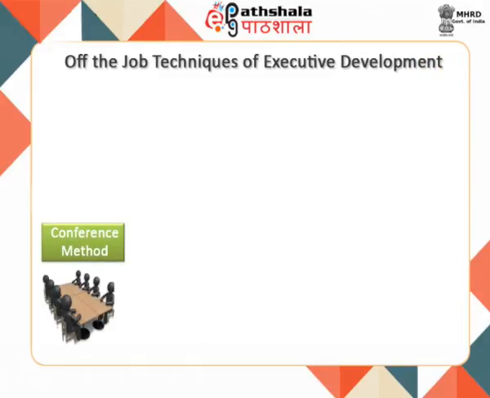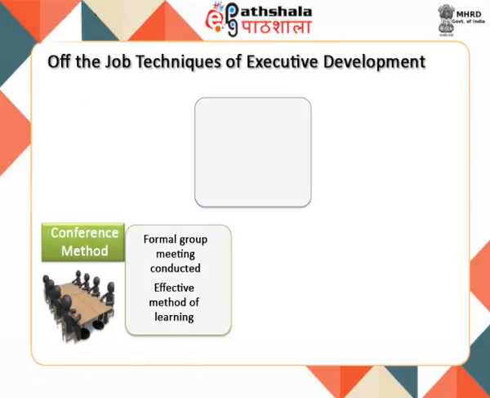Conference method. It is a formal group meeting conducted with an organized plan where participants deal with problems, give ideas and opinions to solve the problems effectively. It is an effective method of learning where employees learn from the suggestions and ideas of others having different viewpoints.